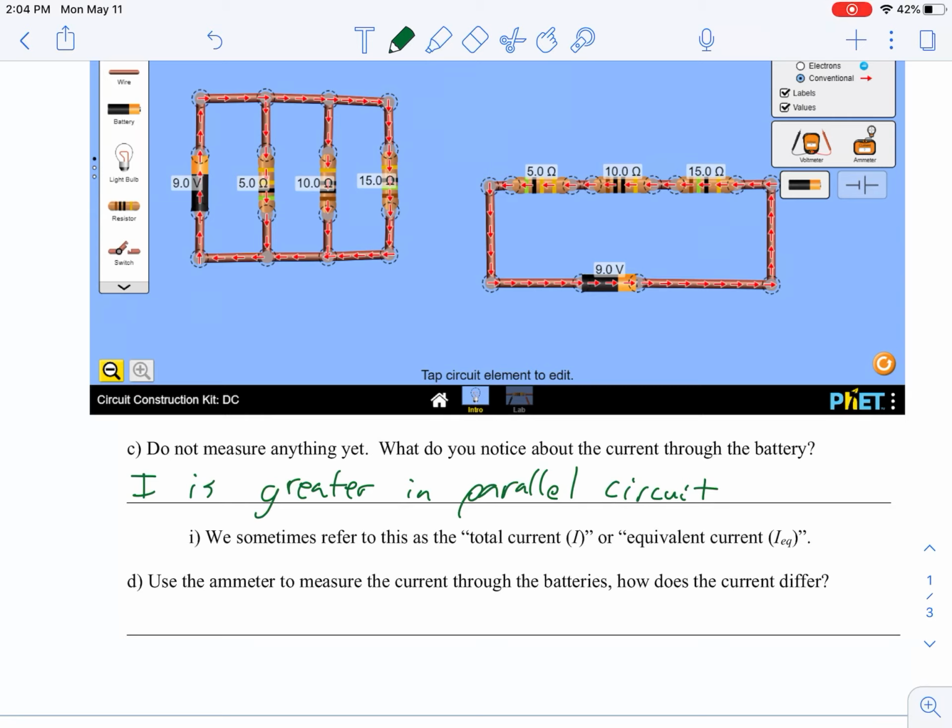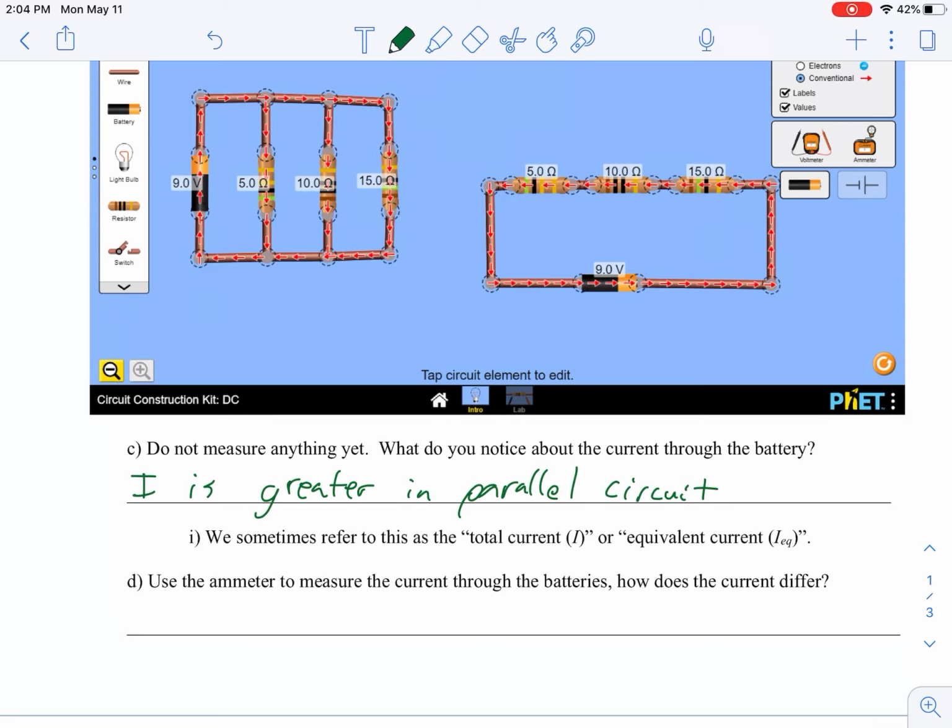All right, so now use the ammeter to measure the current through the batteries. How does it differ? Now we're going to get the ammeter out. Current through the battery in the series is 0.3. And this one is 3.33. So parallel is 3.33. Series is 0.3. So our prediction, or what we saw, was accurate.